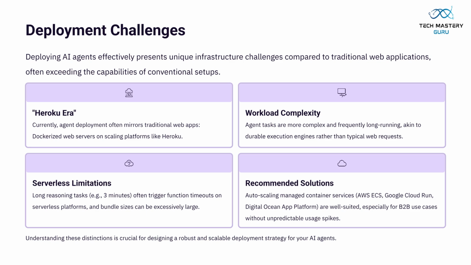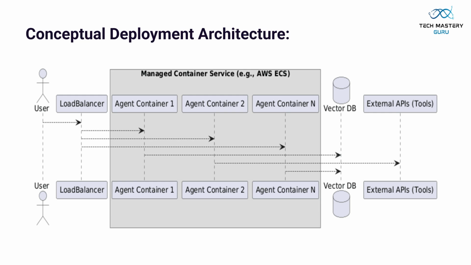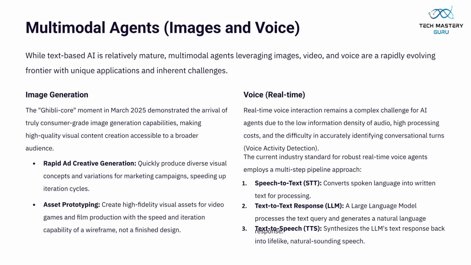Deploying AI agents brings unique challenges. Unlike traditional web apps, agent workloads are complex and often long-running, exceeding serverless function timeouts and bundle size limits. Auto-scaling managed container services are recommended for robust and scalable deployment. This slide, titled Conceptual Deployment Architecture, provides a visual representation of how an AI agent system might be structured for deployment. Multimodal agents are a rapidly evolving frontier.